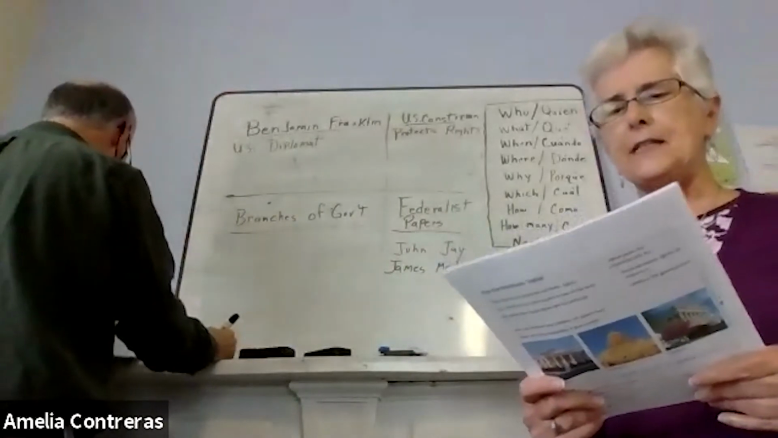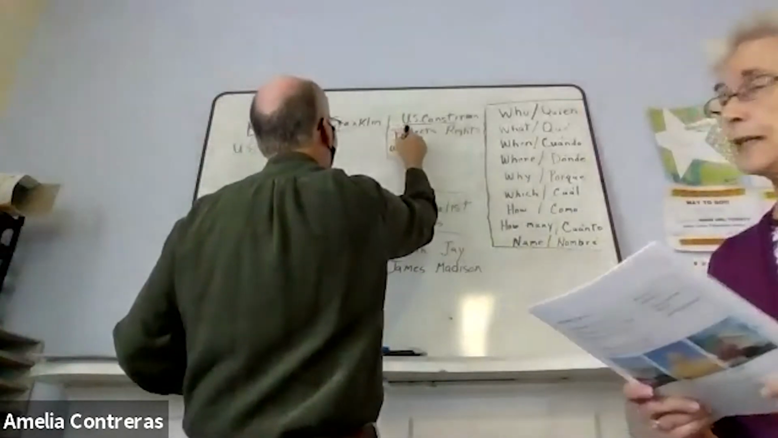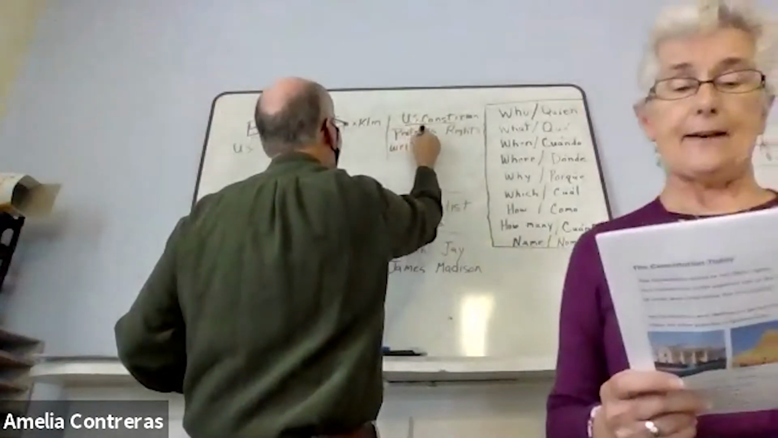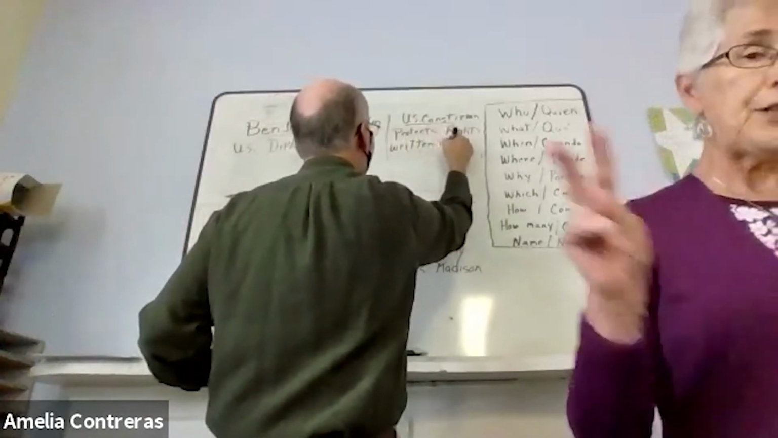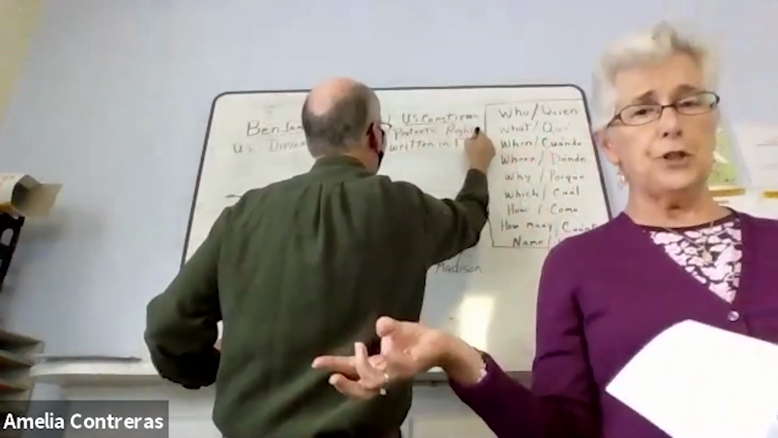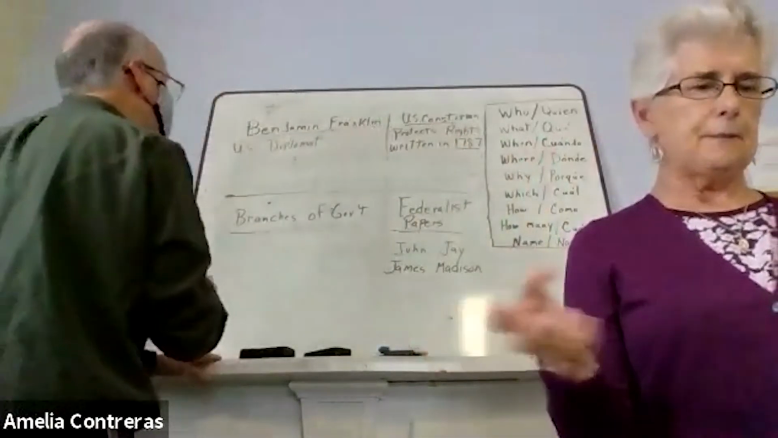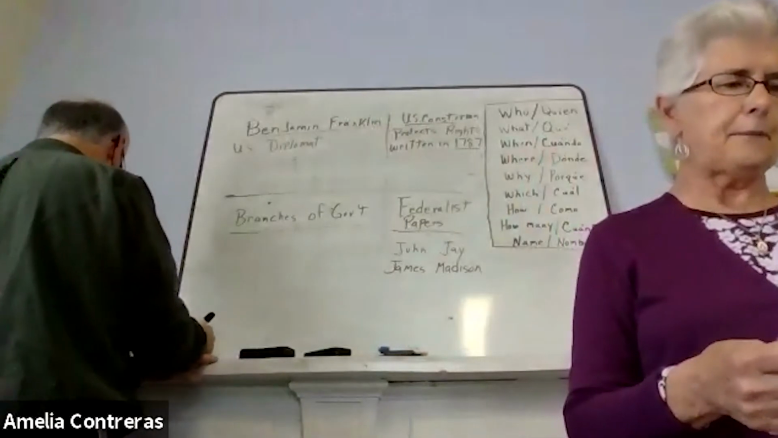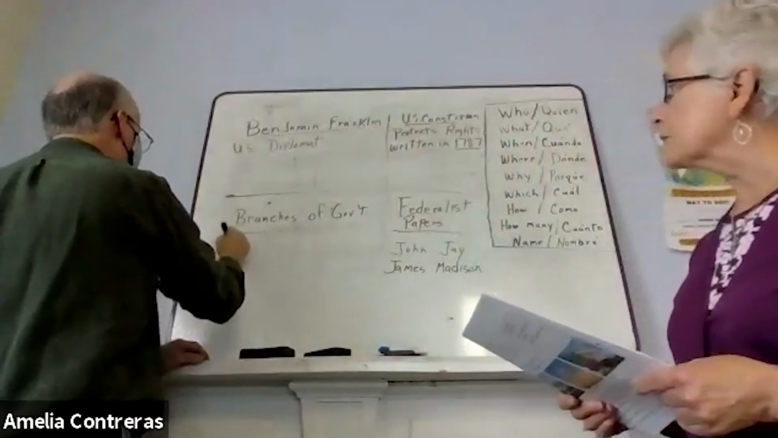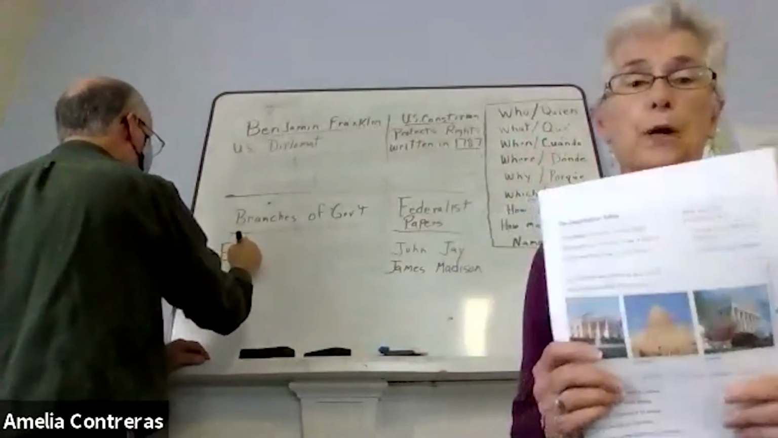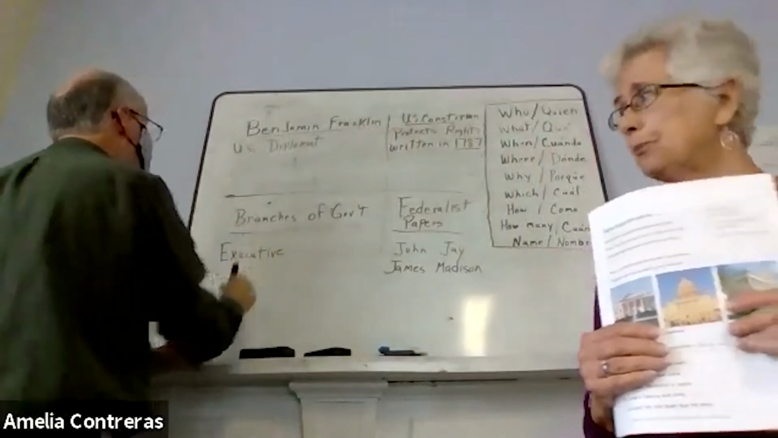Written in 1787. That would be the Constitution, written in 1787. That's an important date to remember. So there are dates you have to remember. Constitution, 1787, and the Declaration of Independence in 1776. Executive is one of the branches of government. That's the one that's headed up by the president, the executive branch.